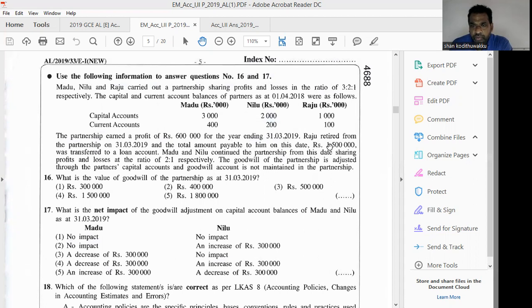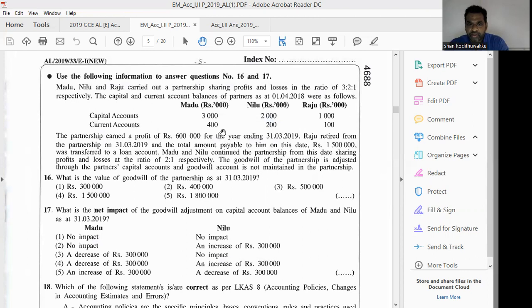Yes, they have given you 1,500, that is 1.5 million. That is equal to the addition of the closing capital account balance and current account balance of Raju. Here, Raju's opening capital account is 1,000 and current account balance is 100. Then we can adjust the given details in the current account and capital account of Raju, and take the closing balance. Here they have mentioned the partners earn a profit of 600.